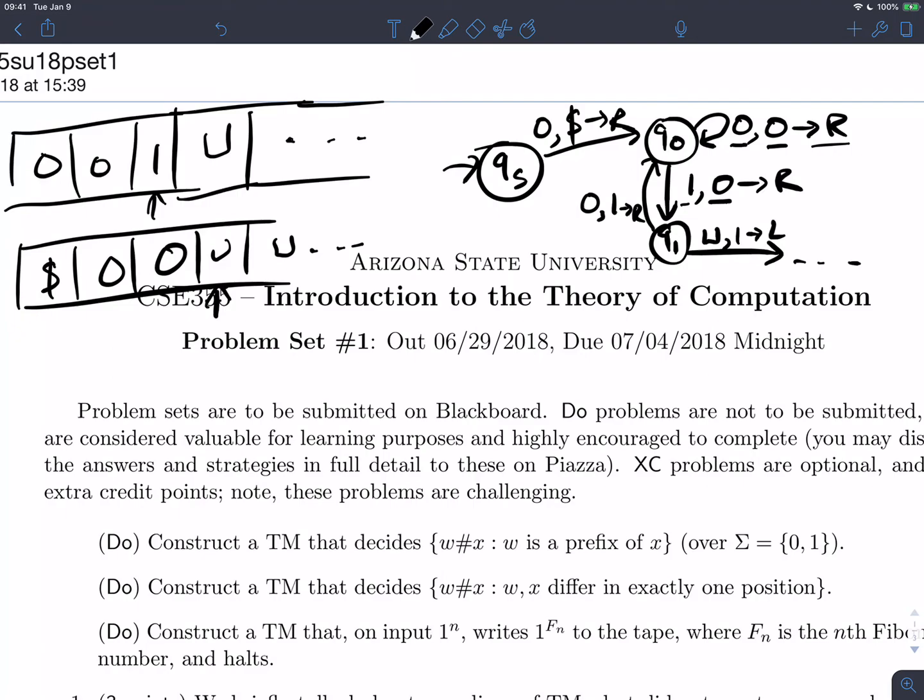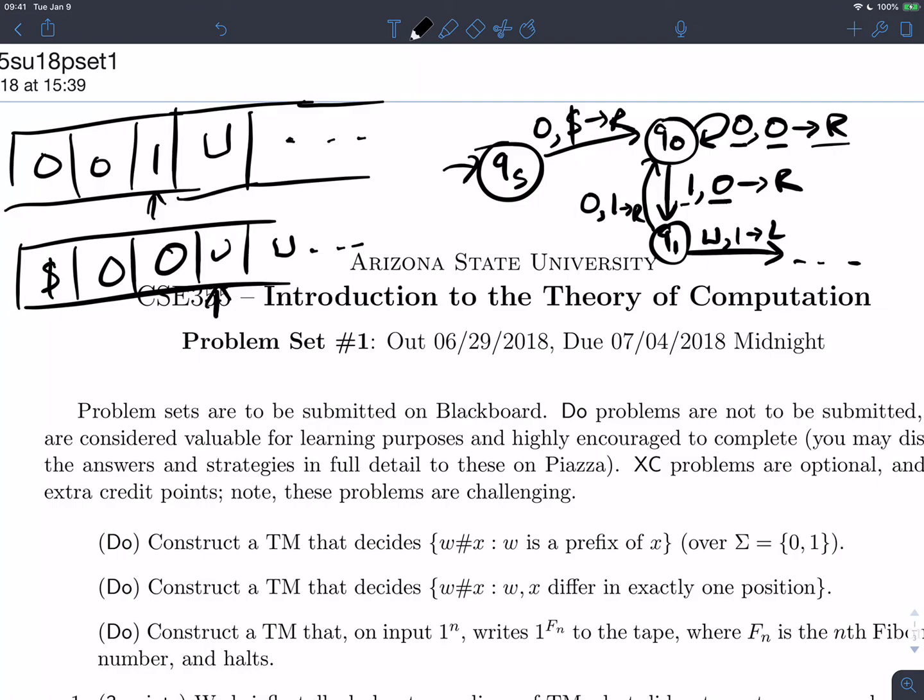But of course, there are other transitions we haven't done here. And if the alphabet's larger, we need to handle that too. But this should give you an idea of remembering the character that you just saw in the state. Any questions about that? Okay, any other questions about pset 1?